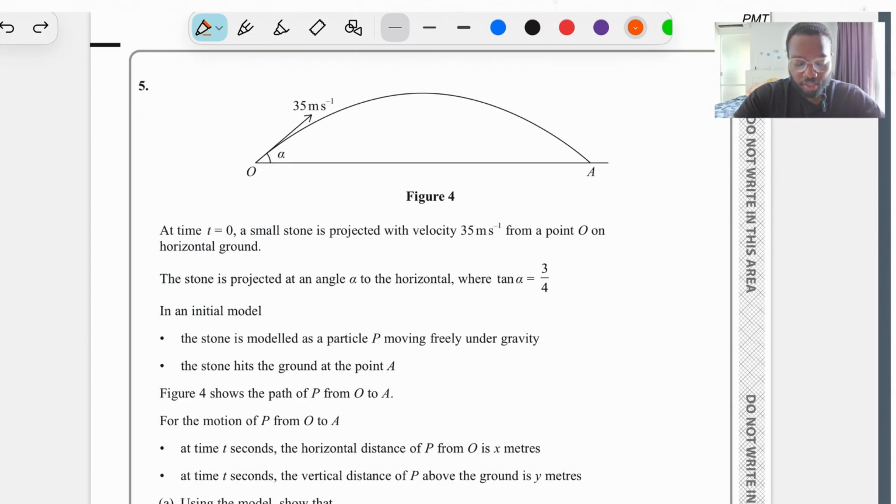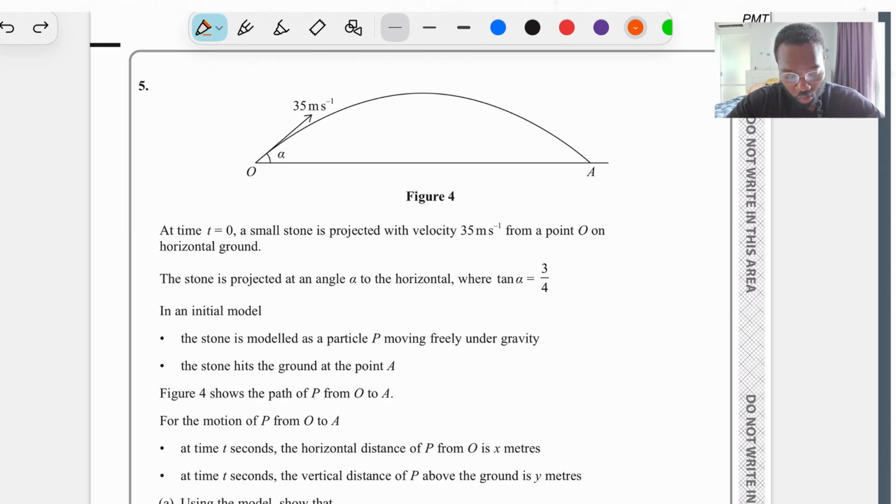So for this question, we have that a small stone is projected with velocity 35 meters per second. We're told that the stone is projected at an angle alpha to the horizontal. Our tan alpha is 3 over 4. It hits the ground at point A. We're told that at time t seconds, the horizontal distance of P from O is x meters, and the vertical distance above the ground is y meters.